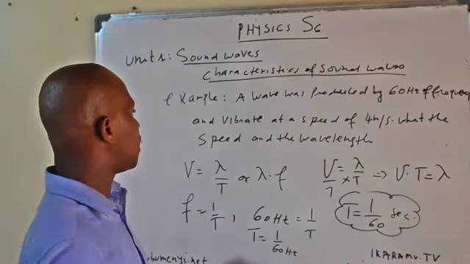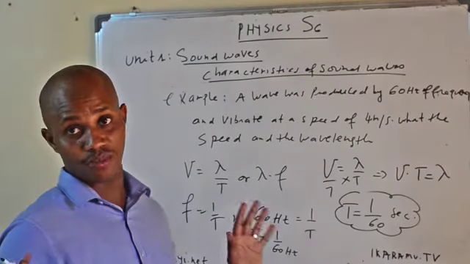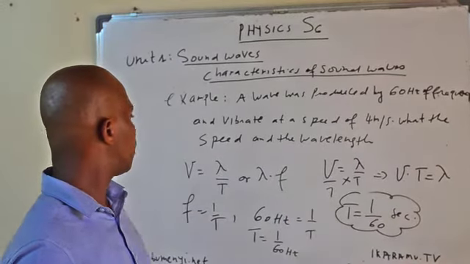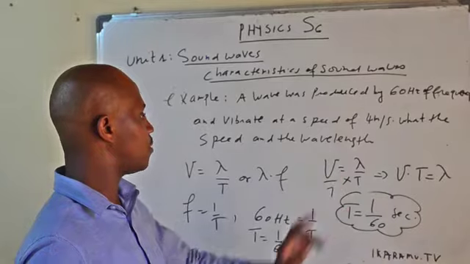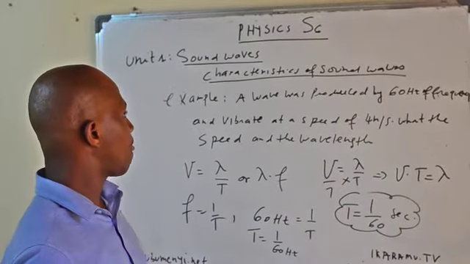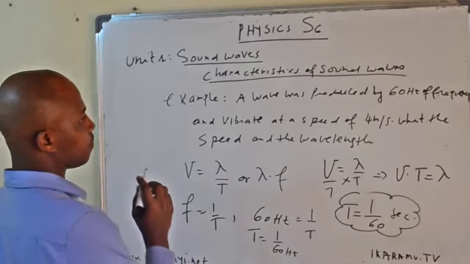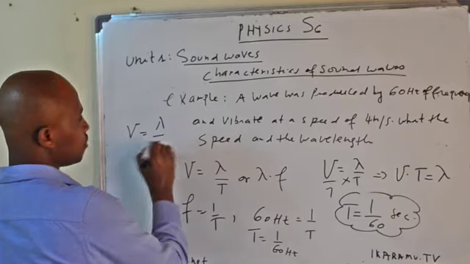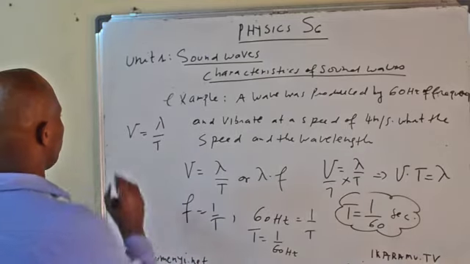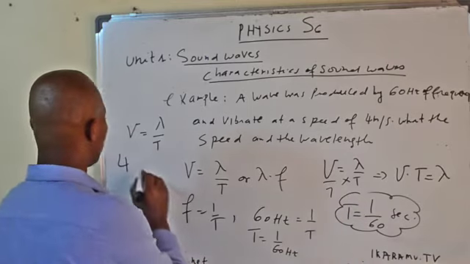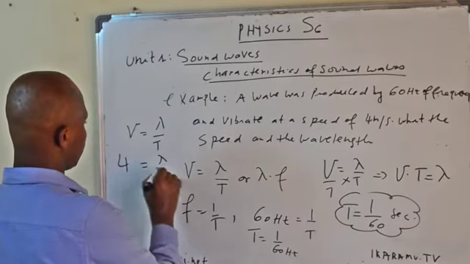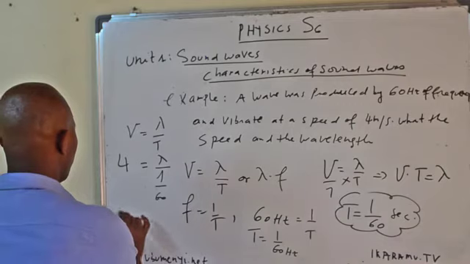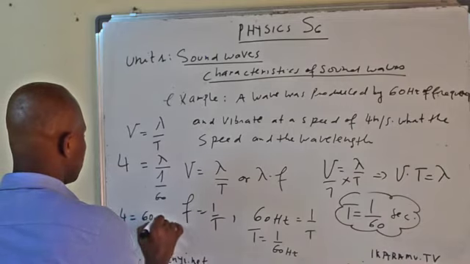That's the period. And remember, they have not asked us for the period, but for the speed and wavelength. But as long as we have the period, it is better that you take the wavelength divided by the period. So the speed is equal to wavelength over period, and we have the speed. It was equal to 4, which is equal to the wavelength divided by the period, which is 1 over 60. So 4 is equal to 60 times the wavelength.